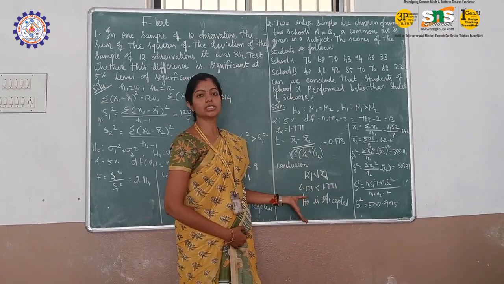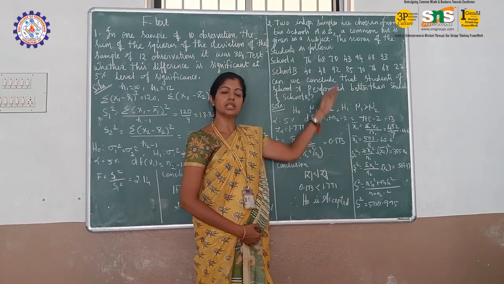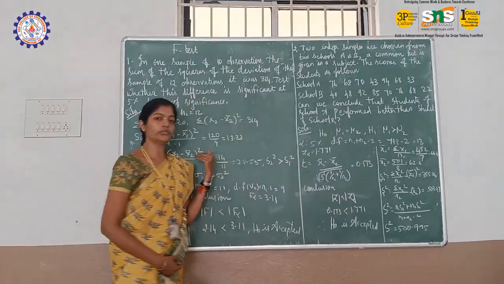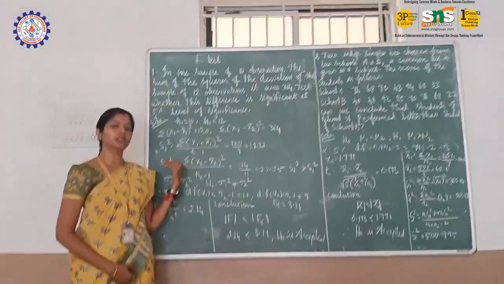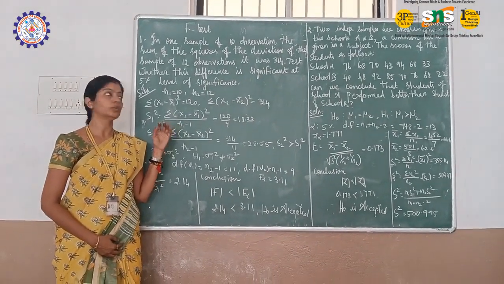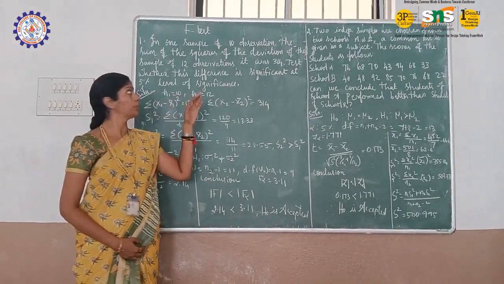So we can write H0 is accepted. This is how we have to solve the difference of mean. Then we move to another method for small samples, that is the F-test. F-test is fully based on variance. Now we can move to the problem.